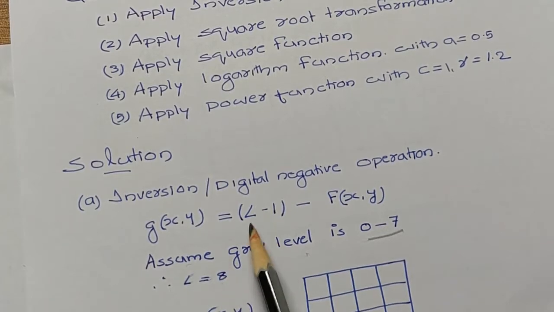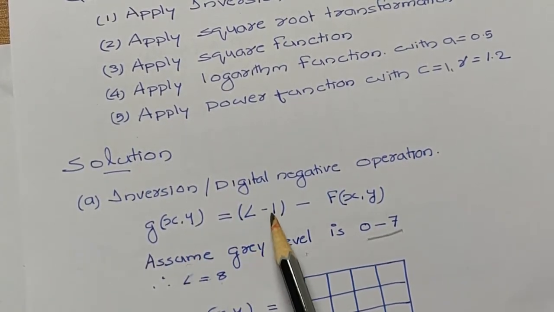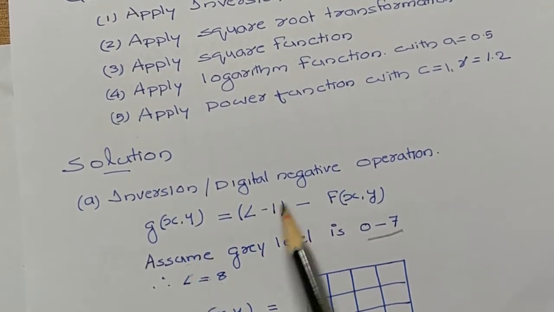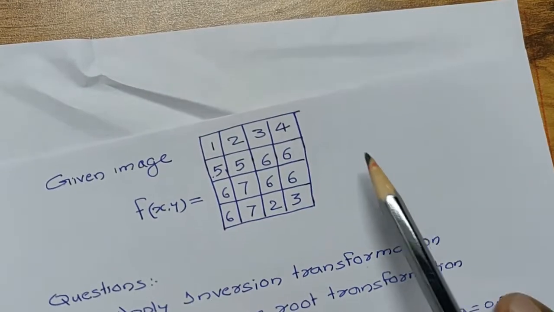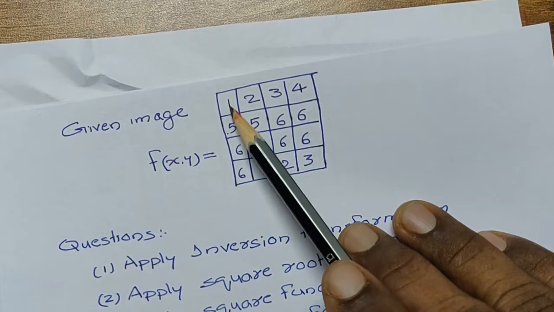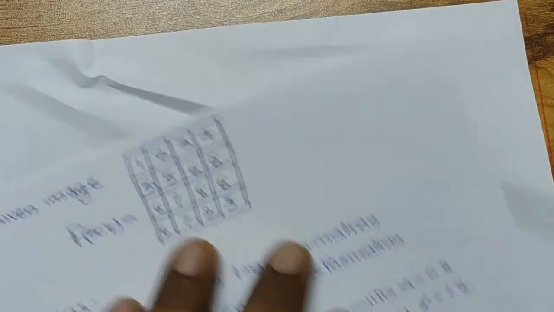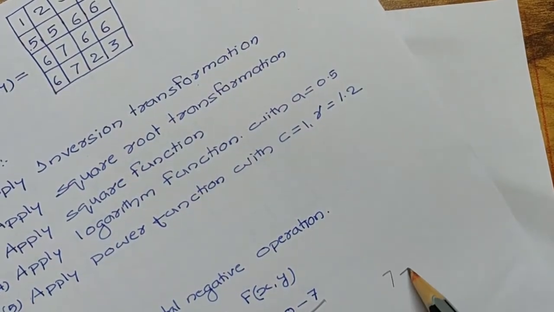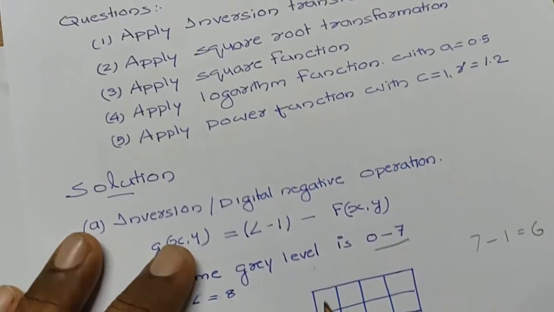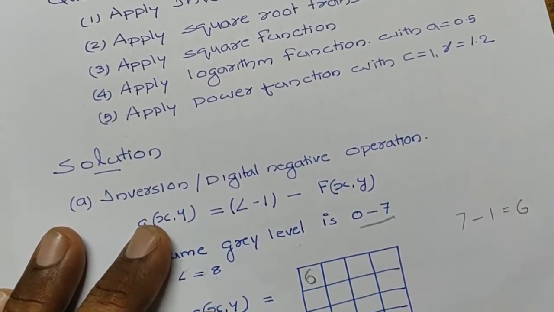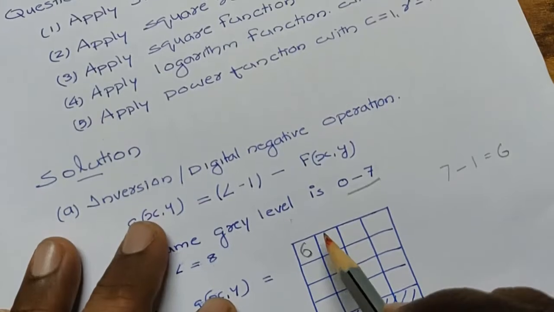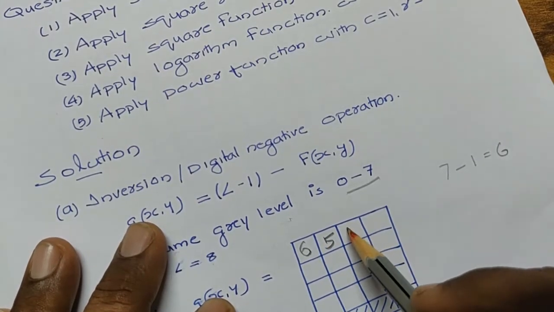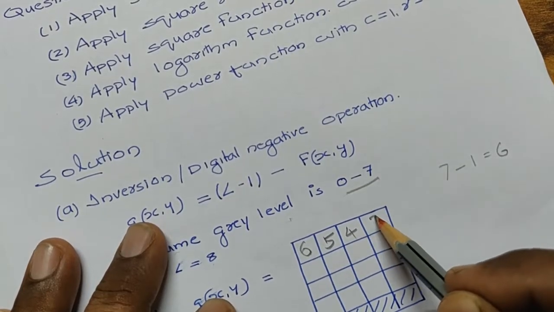Now, if we substitute L in this equation, g of xy is equal to 8 minus 1 minus f of xy. That is, g of xy is equal to 7 minus f of xy. Okay, 7 is the maximum gray level value. Now first take the first pixel here, it is a 1, therefore 7 minus 1 is equal to 6. Write 6 in the first position. Now take the second pixel, that is 2, therefore 7 minus 2 is equal to 5. Similarly, 7 minus 3 is equal to 4 and 7 minus 4 is equal to 3.